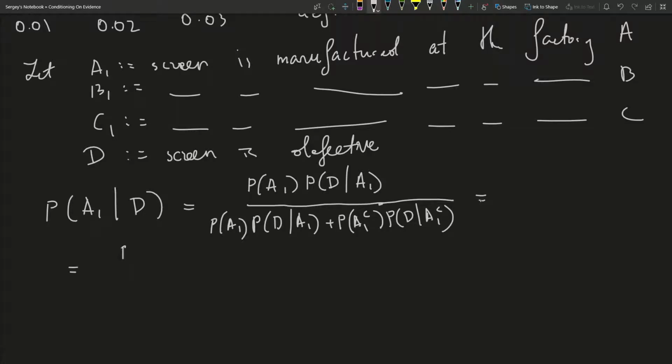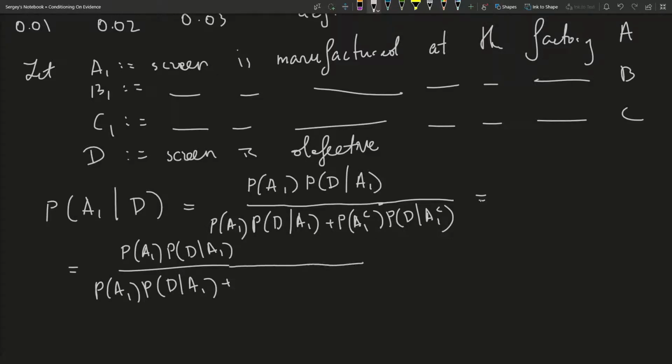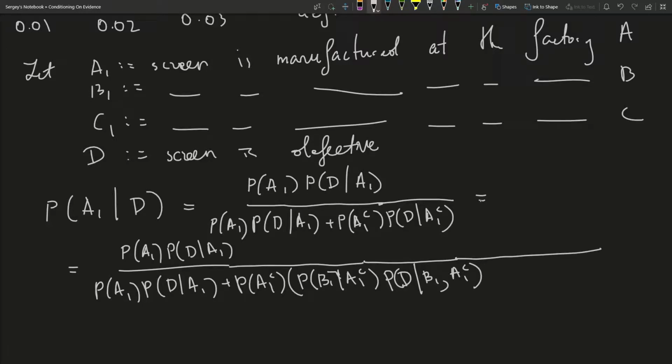Now, we can apply the law of total probability again, because the probability of defect given A1 complement can be rewritten as the probability of the screen being manufactured at factory B, given that it wasn't manufactured at factory A, times the probability of it being defective, given that it was manufactured at B, plus the probability of the screen being manufactured at factory C, given that it wasn't manufactured at factory A, times the probability of it being defective, given that it was manufactured at factory C. Like so.